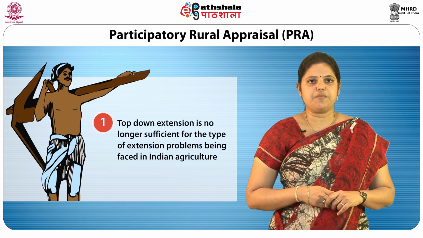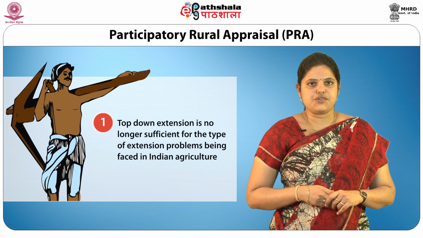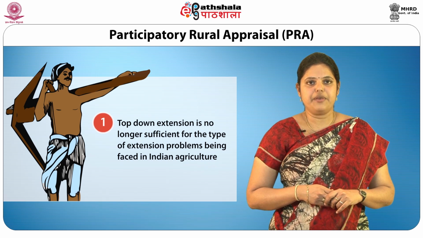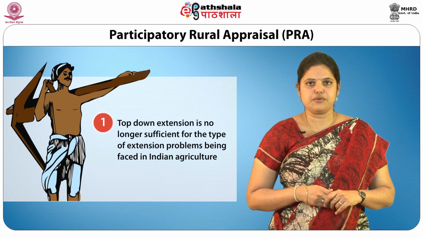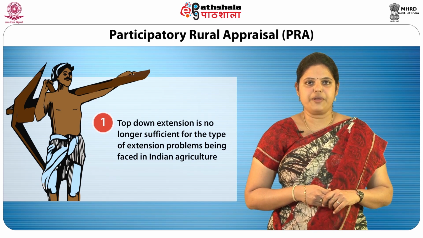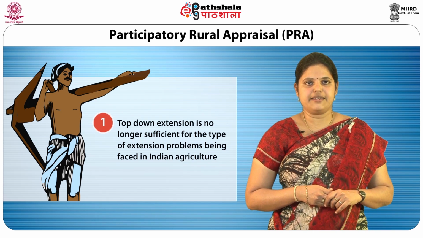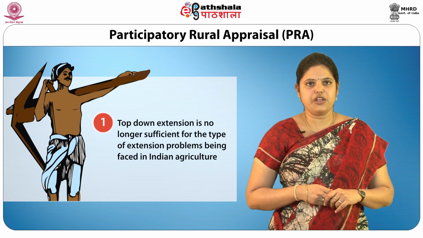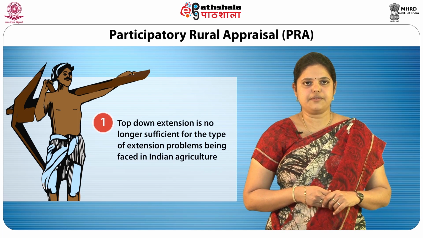Why does extension need PRA? Top-down extension is no longer sufficient for the type of extension problems being faced in Indian agriculture. Farmers and rural communities face complex problems like resource degradation, disease, pest control, conservation, farming techniques, and farmer-driven marketing activity. The traditional extension approach of diffusion of innovation may not apply to many of these complex long-term problems.